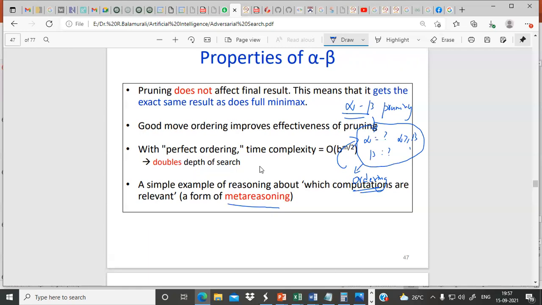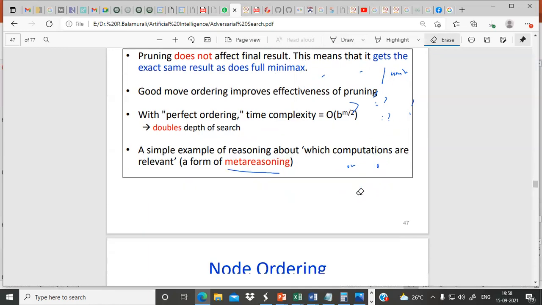So alpha beta pruning itself is a reasoning algorithm. If you call this reasoning algorithm 1, then we are using another reasoning algorithm called ordering. For what purpose? We use ordering to improve the performance of alpha beta pruning. So what we are doing with ordering can be treated as meta reasoning. We do ordering to improve the efficiency of alpha beta pruning, and hence it is called meta reasoning.